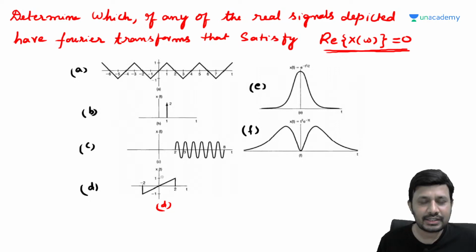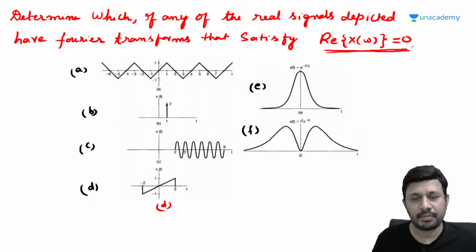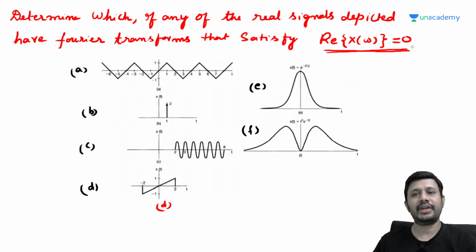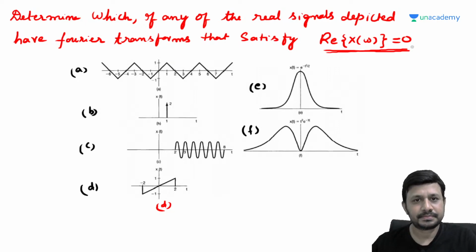Now he is asking how many of these real signals satisfy this condition, real part of X of omega is equal to 0. Come on, type your answers. I will be waiting for your answer. How many of the signals, all are real signals, satisfy this property, real part of X of omega is equal to 0?